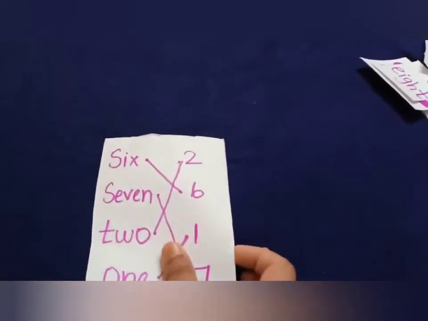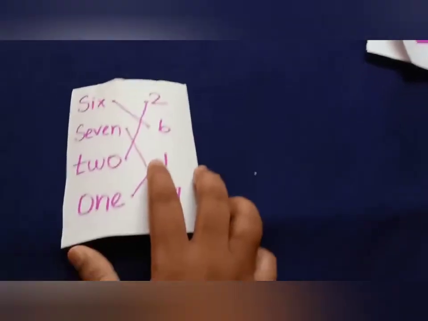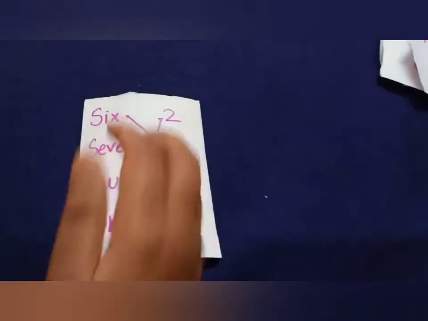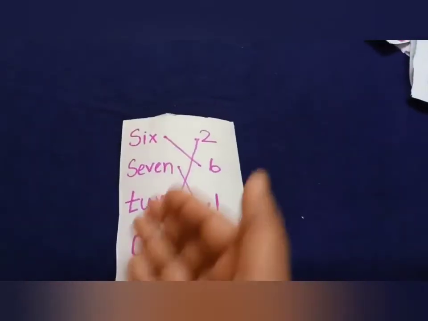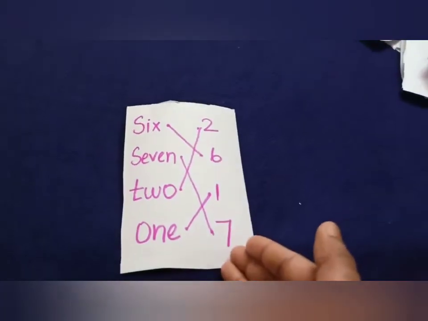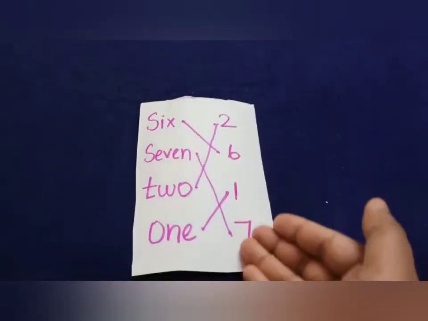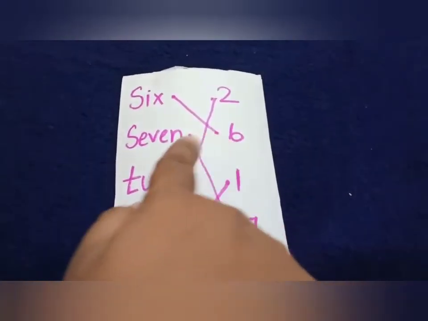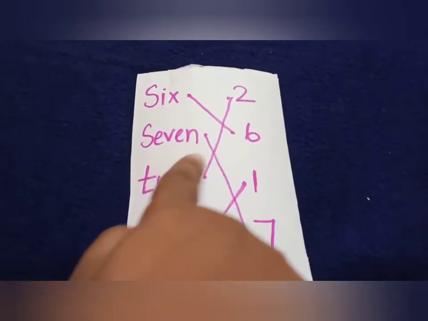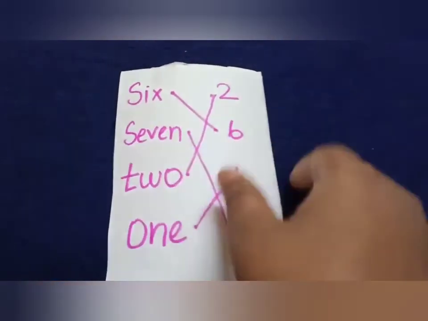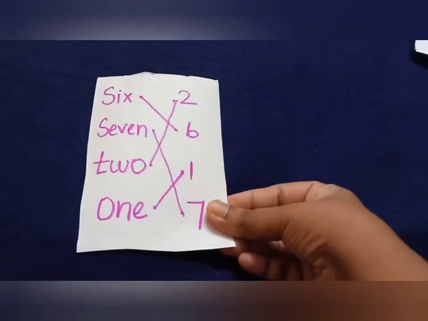Once they are done with all the activities, you can also do this kind of activity in the notebook. On one side you can write the numbers, and in the other column you can write the number names, or the other way around, and you can ask the child to match the numbers with the number names, or match the number names with the numbers. You can do this kind of activity in the notebook also.